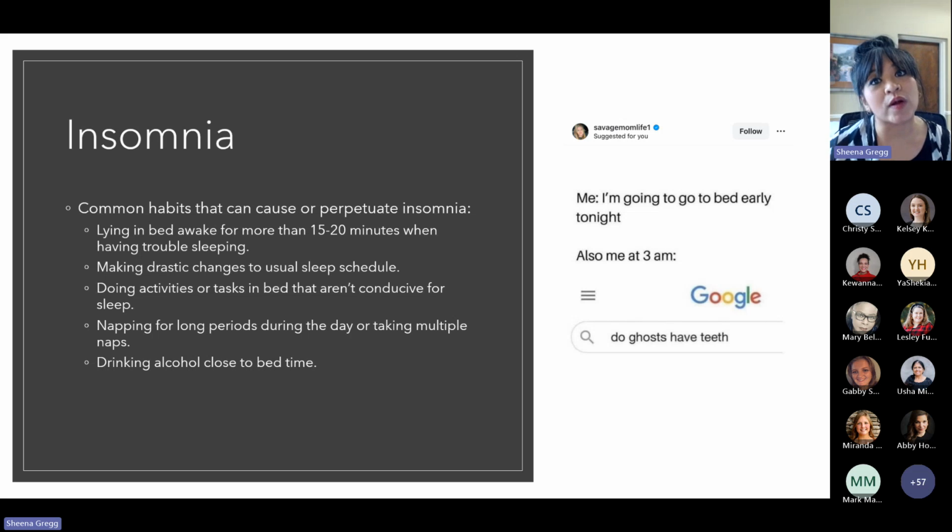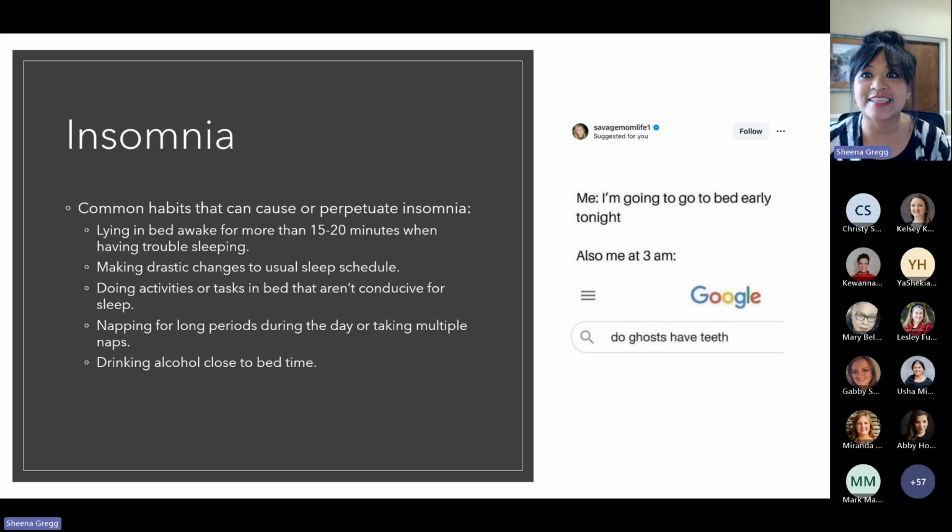We're going to dive even more into alcohol a little bit later on because I think sometimes there can be some confusion there, because I'll have individuals say, well, actually, alcohol helps me fall asleep. And so we're going to talk even more about how alcohol is specifically contributing to insomnia.